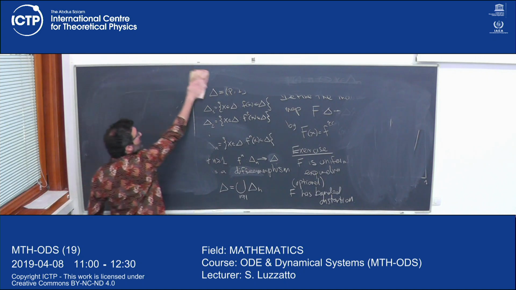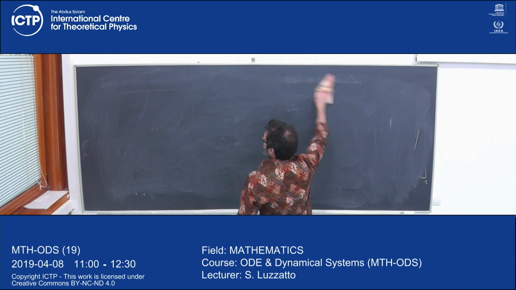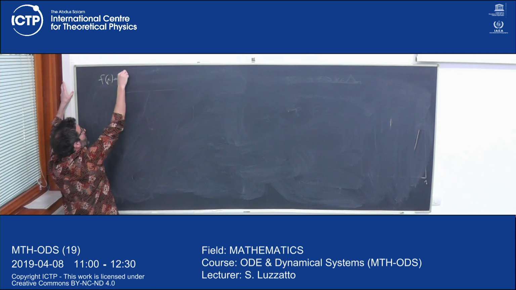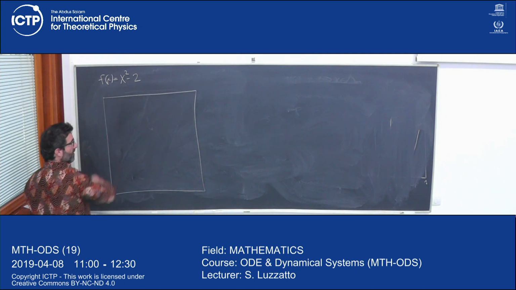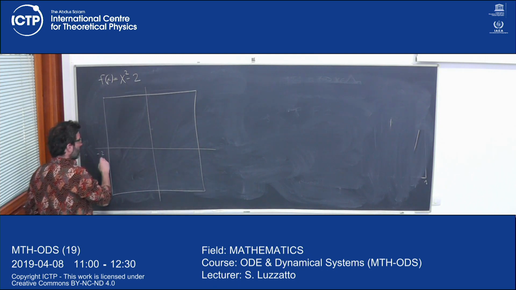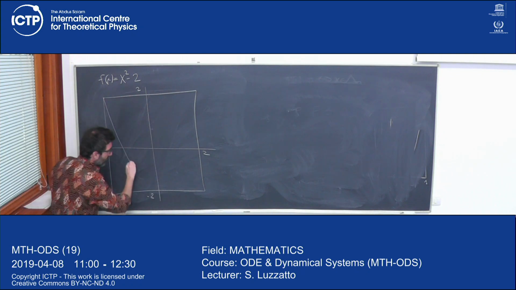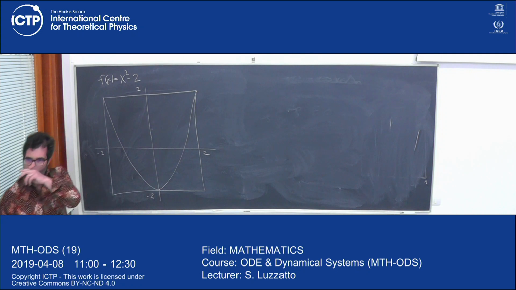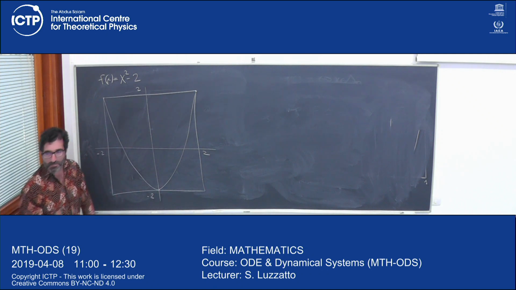What's the second example where we can do this construction? It's the map that we've already looked at before, x squared minus 2. If you remember, this is a map from minus 2, 2 to minus 2, 2, and it looks like this. This case is also full branch. It does not have bounded distortion because it has zero derivative. It's not uniformly expanding because it has zero derivative.